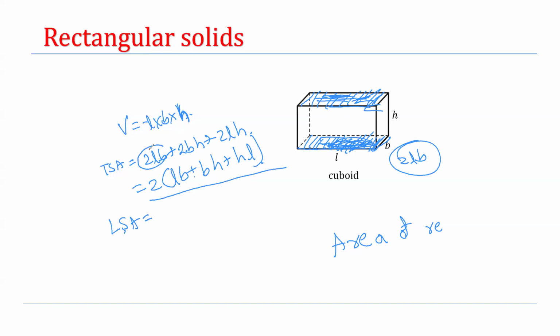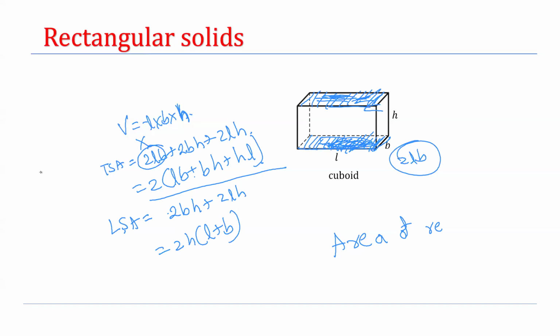That means if you remove this, what will be left? 2BH plus 2LH. So if I take common 2H, can I write like this? 2H of L plus B? Yes, sir. You understand this, right? So this is the volume, total surface area, and lateral surface area.